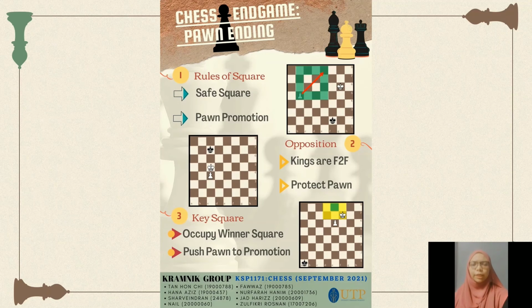Now the opposition here is having a single pawn and its king on the board. The kings are now face to face and the white king must protect its pawn. The game will either end with a stalemate or the black king will get the pawn.